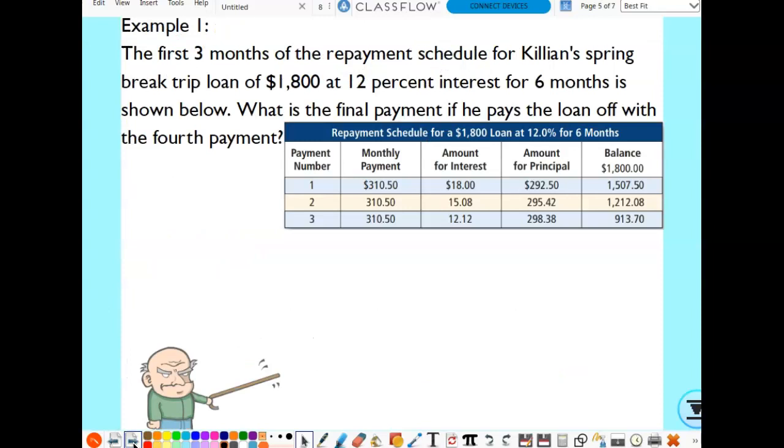So we've got Killian here. He's got a 6-month loan, $1,800 at 12%, and he's already made 3 payments. So we want to figure out what the final payment amount is going to be if he pays off the loan with his 4th payment. So just like with the last section, the first thing we have to do is calculate the amount that is going to go to interest.